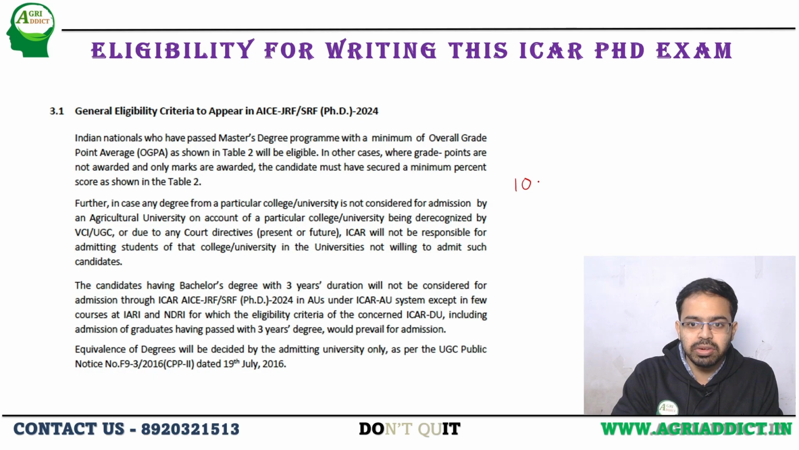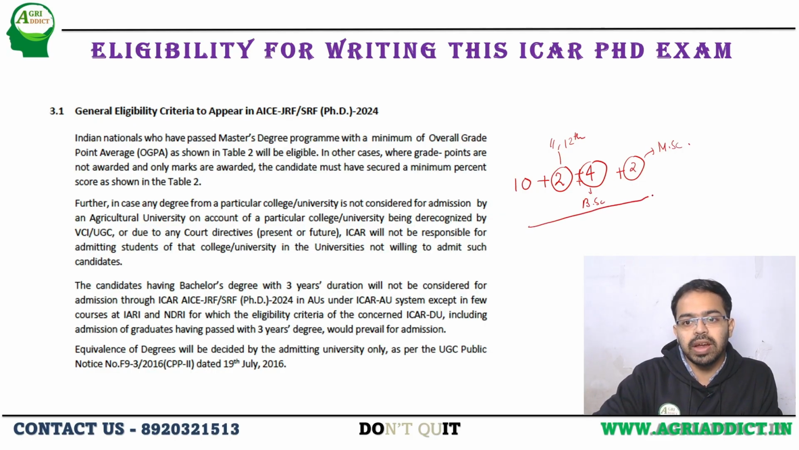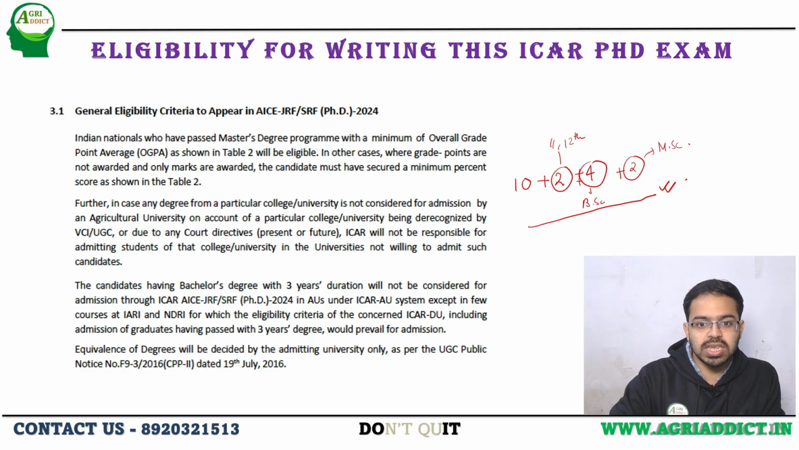The main thing is you need to complete 10 plus 2, that is 11th and 12th, plus a 4 years degree course, that is BSc, with a 2 years masters. This is the eligibility criteria for the ICAR PhD examination. For certain courses, like some biochemistry courses and some IARI specialist courses, they will consider a 3 years BSc degree, but that is not applicable for entomology.